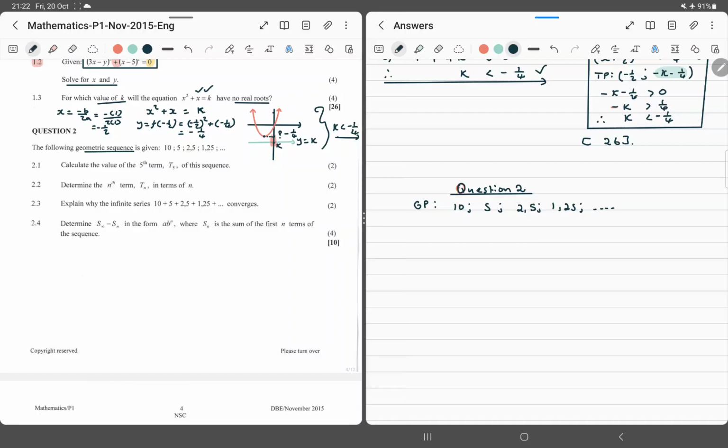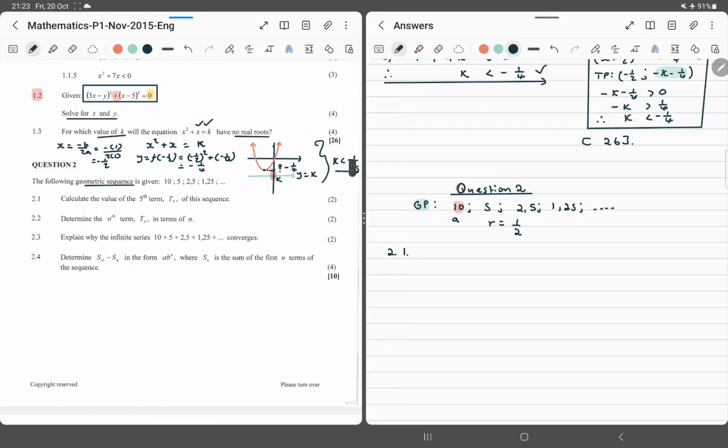Okay, so now we are told, what are we dealing with? It's a geometric progression. So what do we know? This is our a value, and we need to find our r value. So 5 divided by 10 is a half. So that is something you need to do even before you start answering questions, because there's no time.